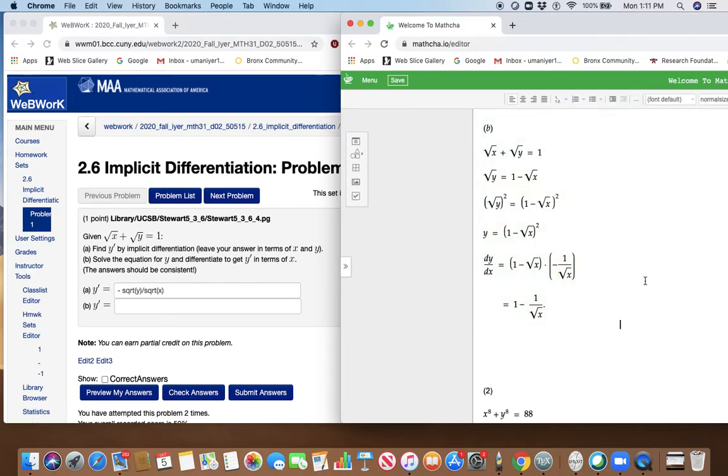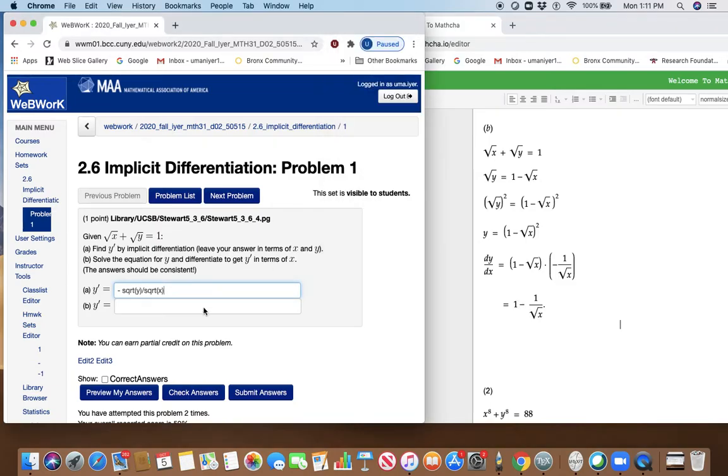And now I am distributing this quantity inside. So 1 times negative 1 over root x is negative 1 over root x. Negative times negative is positive. Root x cancels root x. So you have 1 minus 1 over root x.